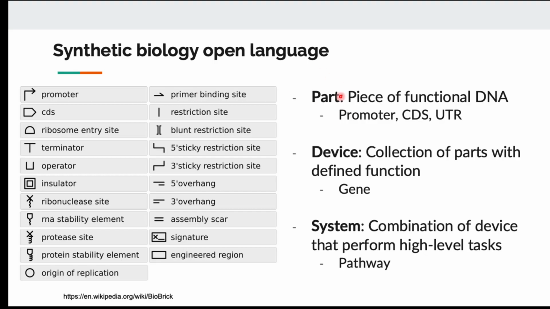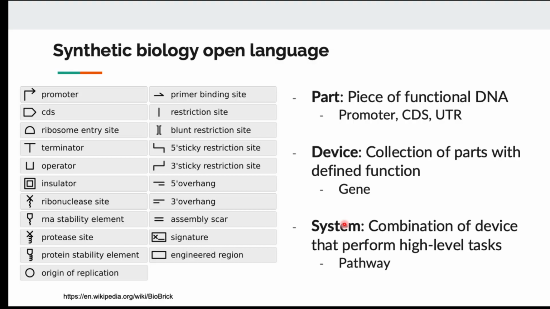So this allows you to take all these parts and put them together to create genes. You connect a promoter to a coding sequence to an untranslated region, and you get a working gene, a working device that codes for some function. Then you can build the system by putting the genes together to form a pathway.